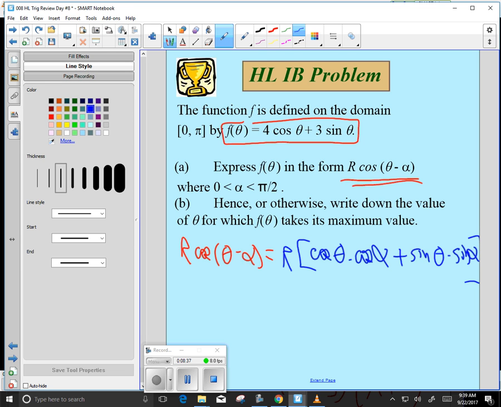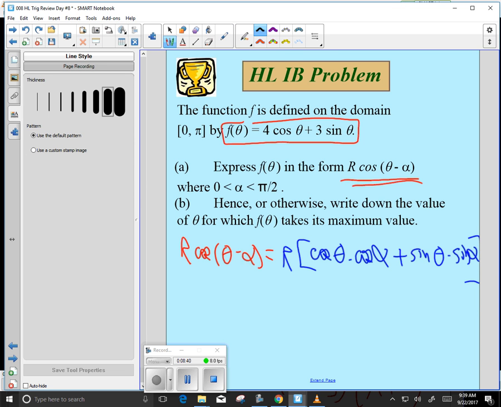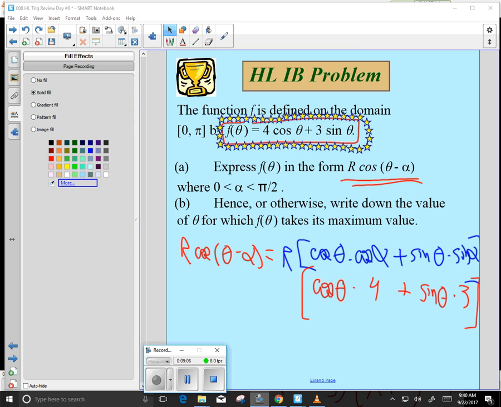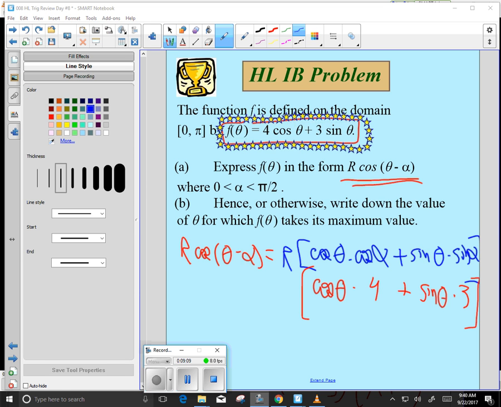Because then what we can do is take this and align it down below here. So I'm going to put the cosine theta times 4 plus the sine theta times 3. There's only one answer, but you could write it 3 ways and be correct. What we're matching up here is that these are equal to each other.